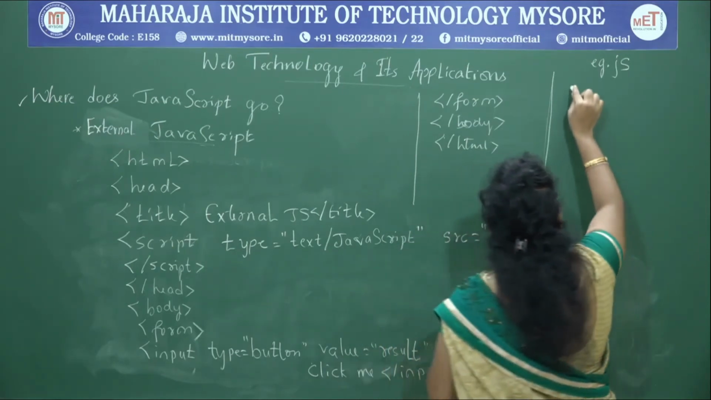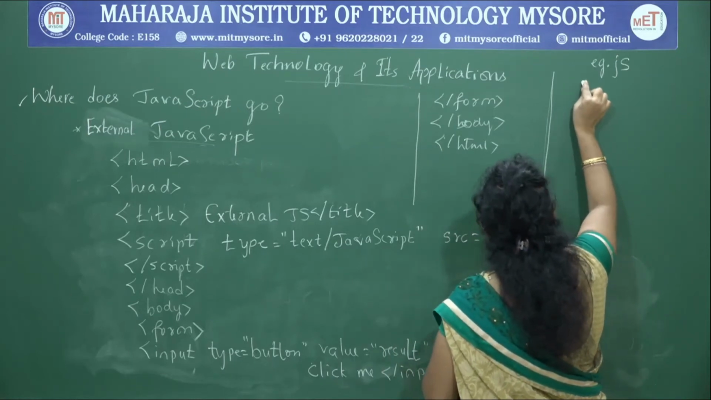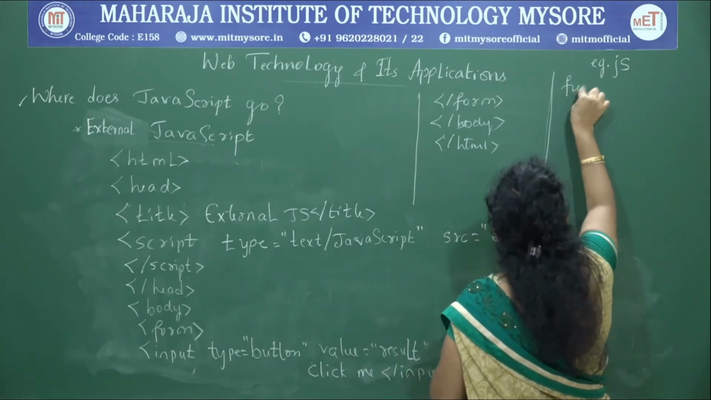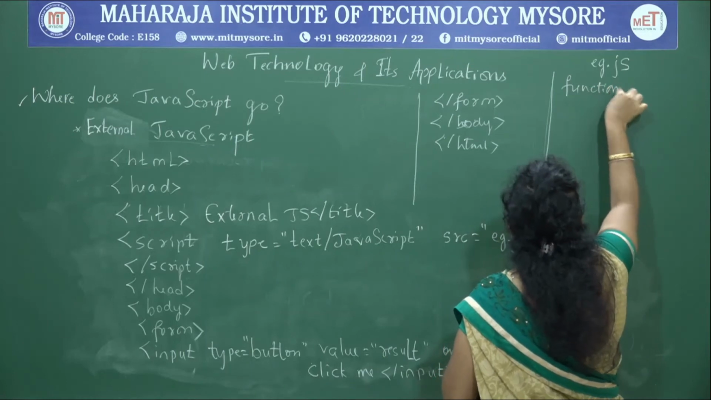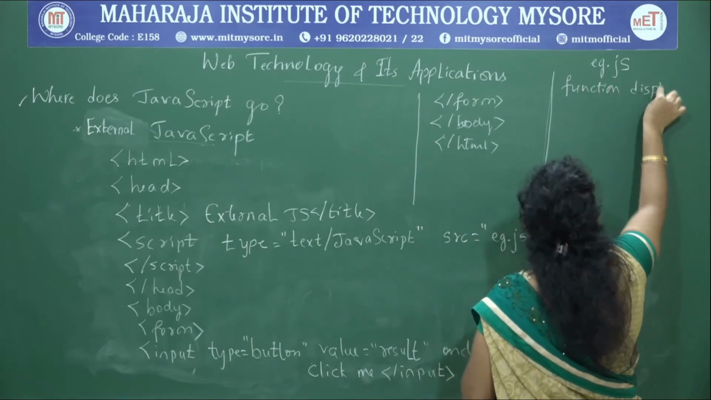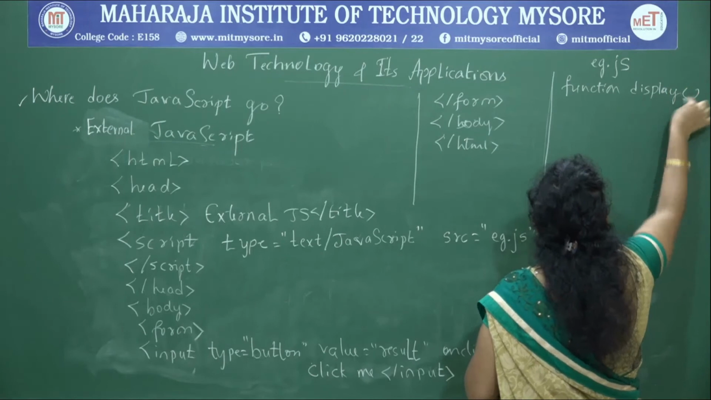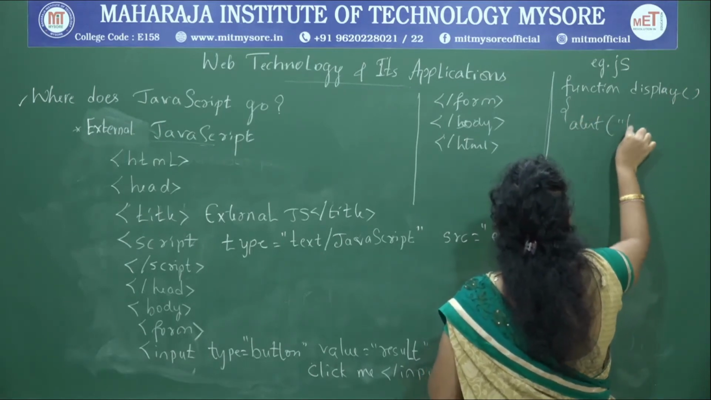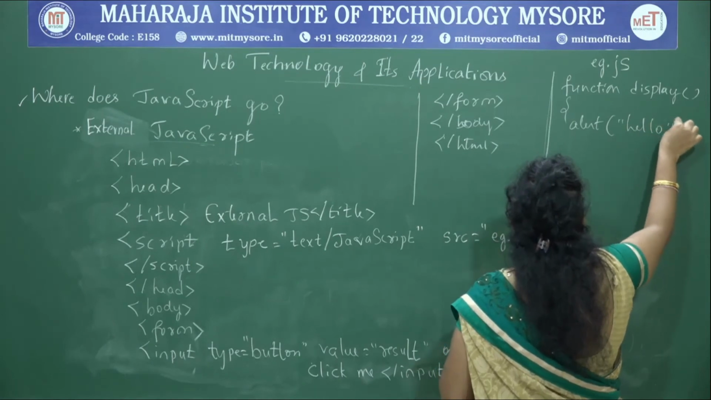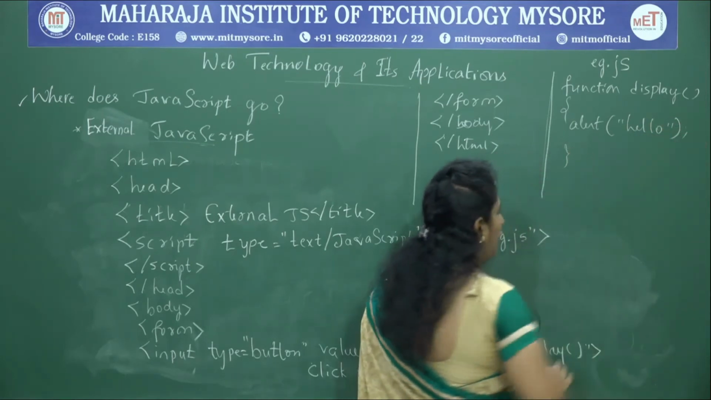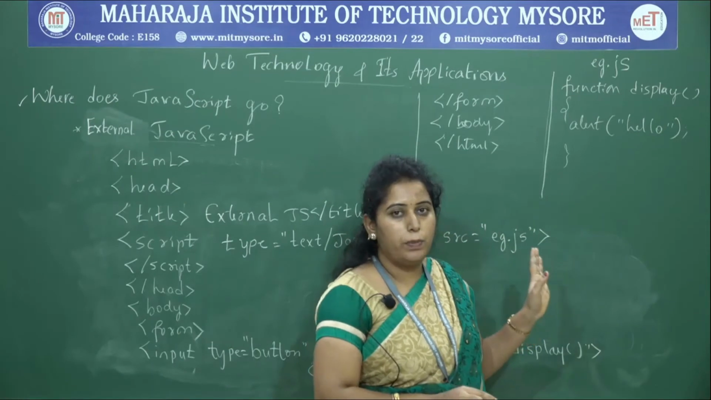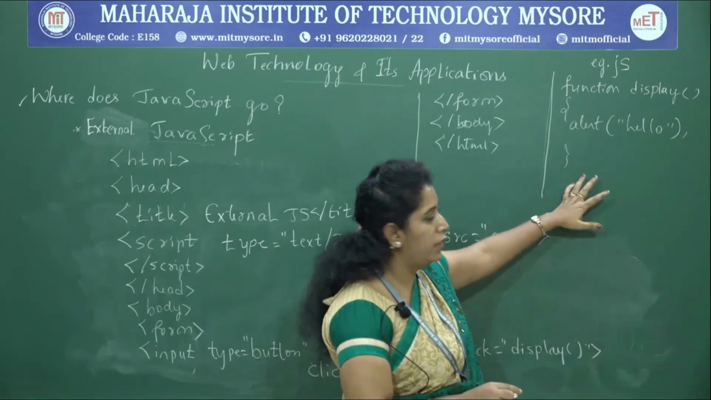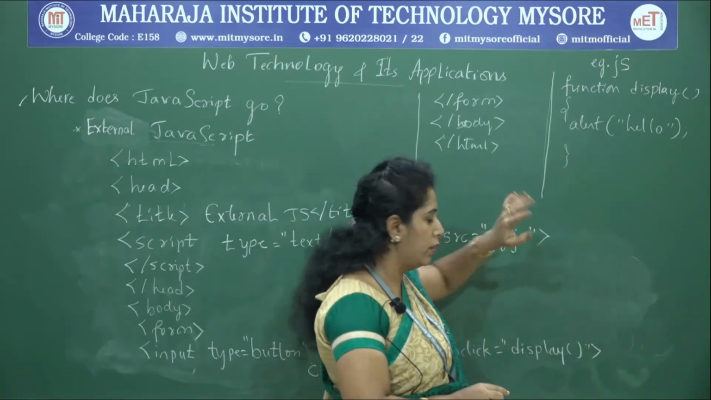How am I going to type the text here? I will write function display. This function definition I am going to write here, alert hello. Nothing else, only JavaScript code should be written there. So finally save this file and close it.